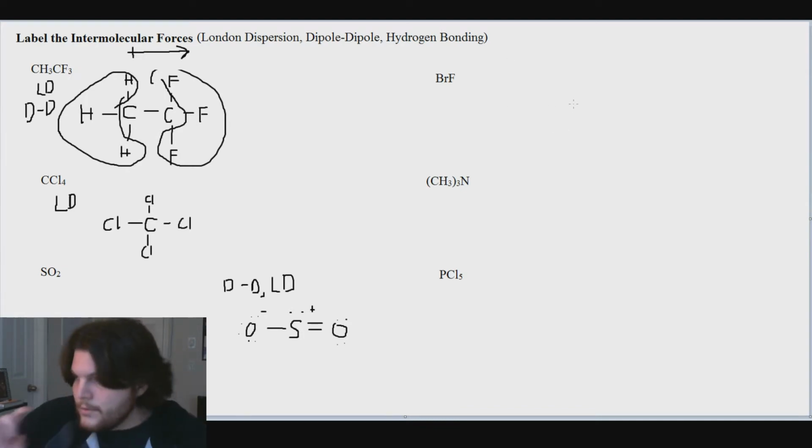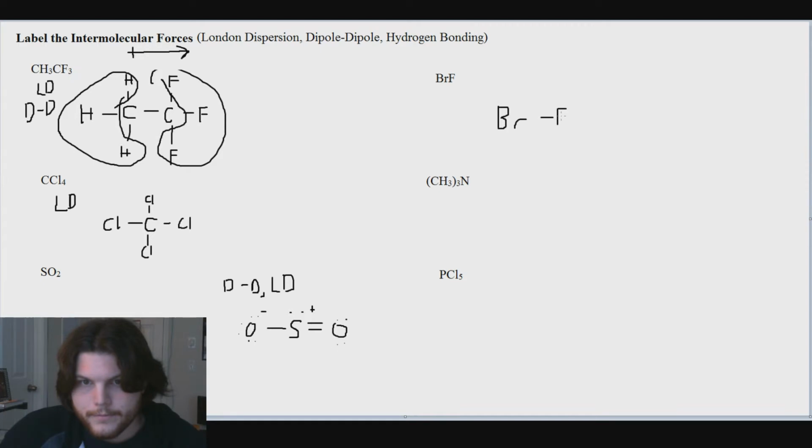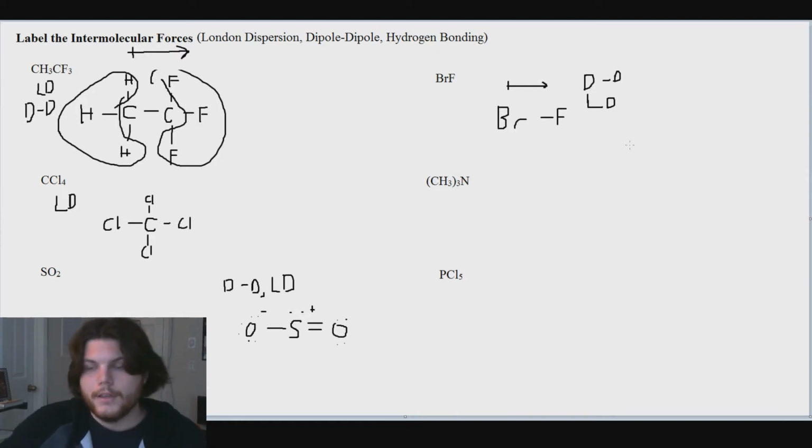Bromine fluoride, well, this one's actually pretty simple. If you think about it, it's just a bromine connecting to a fluorine, like this. We definitely have a dipole because fluorine's super electronegative. So we're going to have a slight dipole like that. So we're going to have dipole to dipole. And also, we always are going to have London dispersion. Alright, next one.